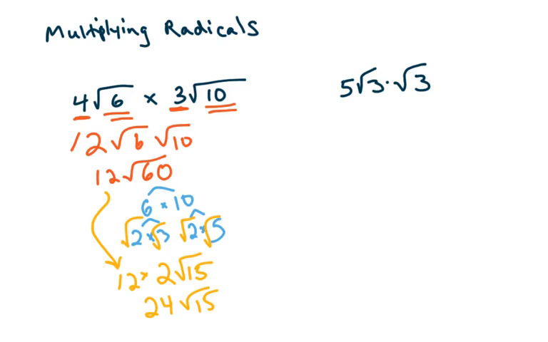So let's go over to this one. 5 square root of 3 times square root of 3. Multiply the square roots. You get 5 times the square root of 9. Or you could think of it as square root of 3 times square root of 3 is 3. So 5 times 3 is 15.